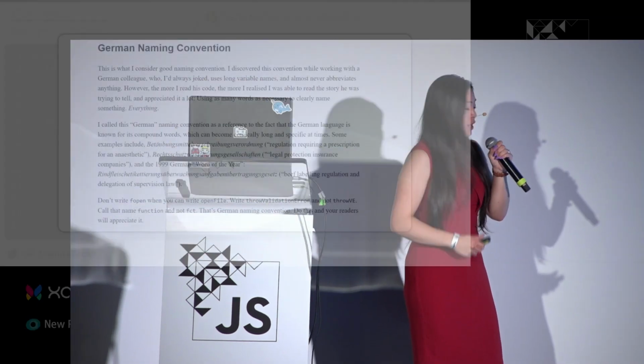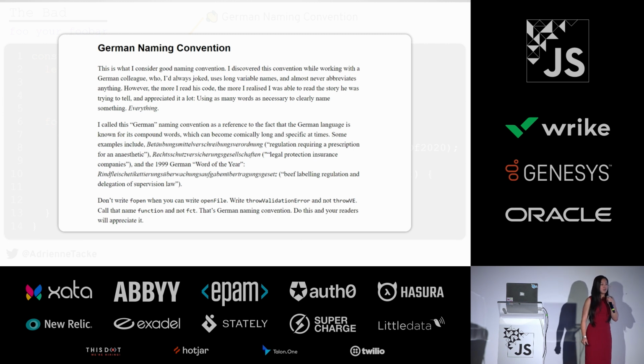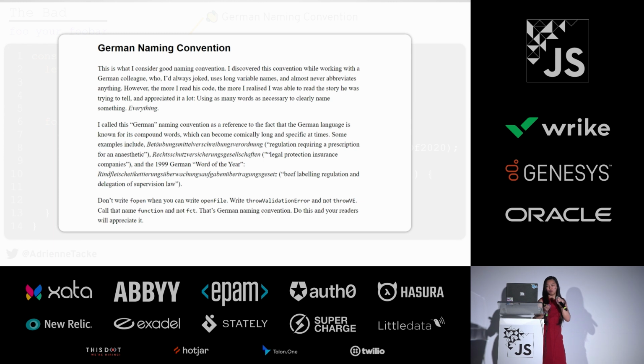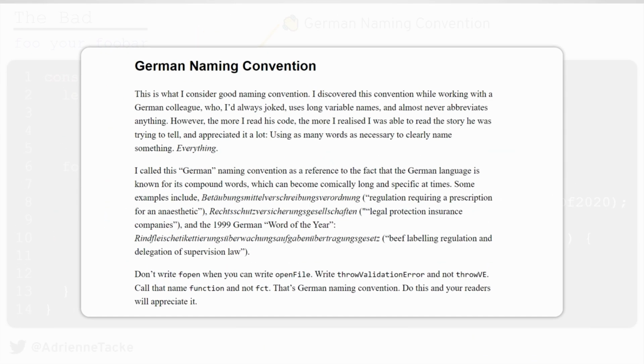And so this person, Chris Dunn, wrote about something called the German Naming Convention, which came from a teammate he had who was German and who wrote their variable names super, super explicit. Anyone that's learned the German language knows sometimes you can get very, very precise when you combine words. To the dismay of my German husband, I'm going to try. What was the 1999 German word of the year? It means beef labeling, regulation, and delegation of supervision law. In German, because they can be explicit and connect things, it's Rindfleisch Etikettierungs Überwachungs Aufgeben Übertragungsgesetz. Gesetz.